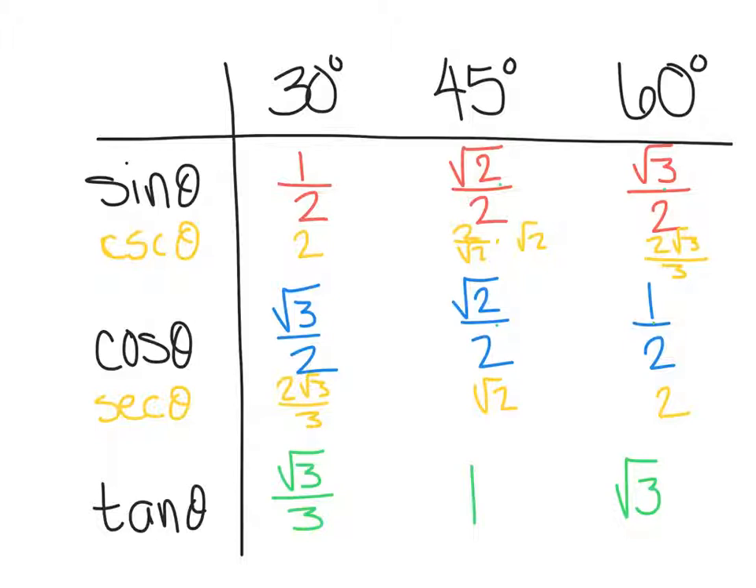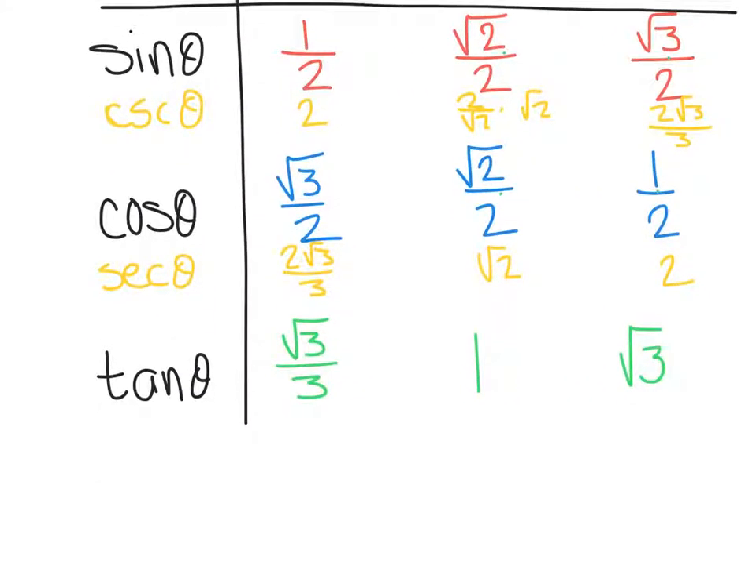And let's see if we can make ourselves a little bit of room here for tangent. Its reciprocal function is the cotangent function. We're going to flip it, but then we're also going to rationalize it. So it becomes 3 radical 3 over 3, which is just radical 3. Flipping a 1 is 1, and 1 over radical 3 becomes radical 3 over 3 when rationalized.